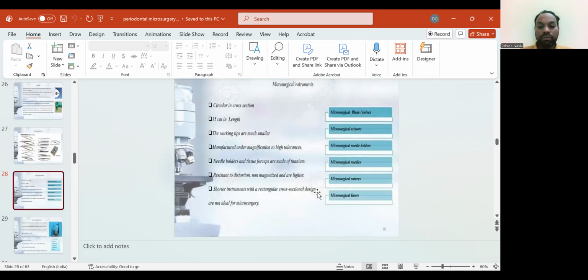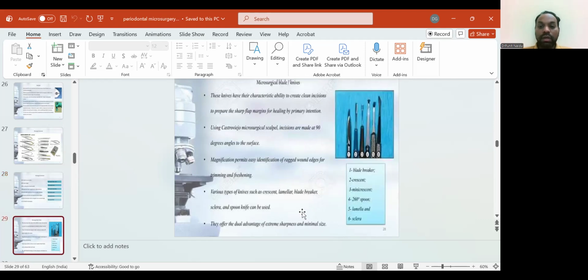Needle holders and tissue forceps are made of titanium, resistant to distortion, non-magnetized, and lighter. Shorter instruments with rectangular cross-sectional design are not meant for microsurgery. The various types of microsurgical instruments are microsurgical knives, microsurgical scissors, needle holders, needles, sutures, and knots.